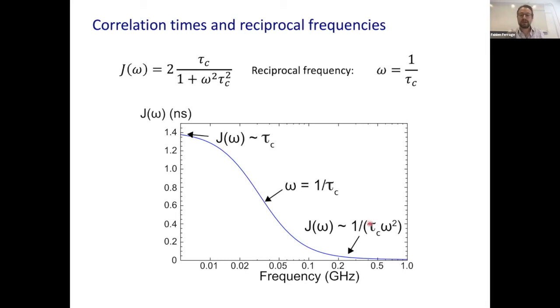Okay, and in the end, the spectral density at high frequencies will decay like the square of the frequency, but will also be higher if the tau c is smaller. Okay, so once we have seen this, I will present to you a set of high field data that we recorded a few years ago as an illustration.